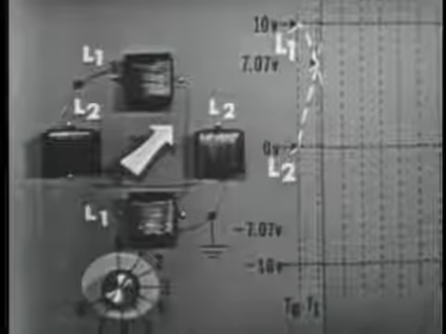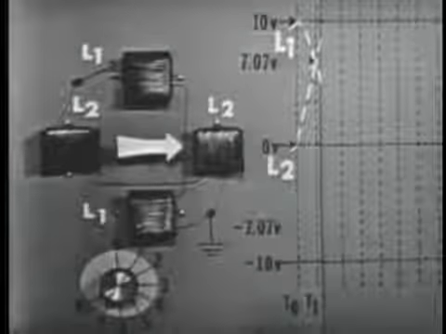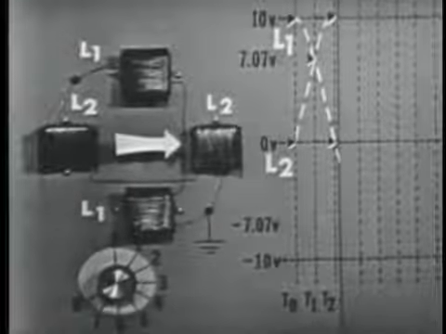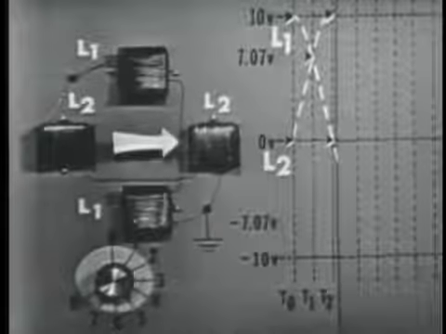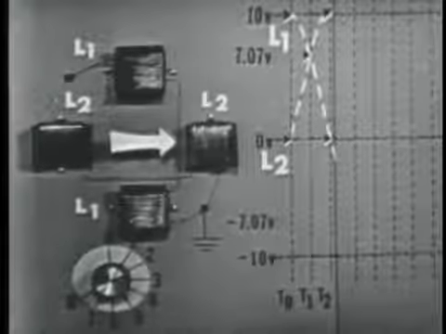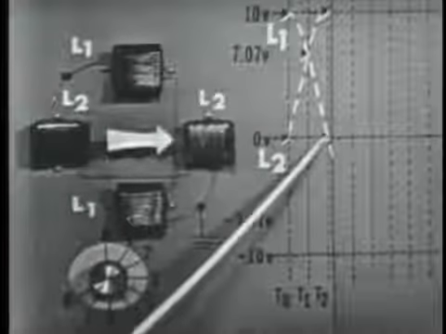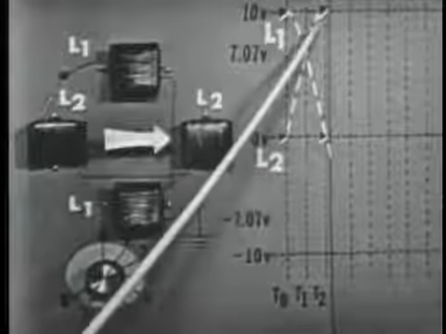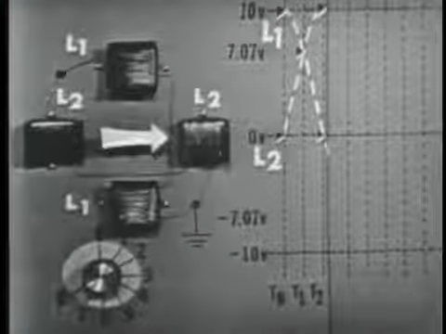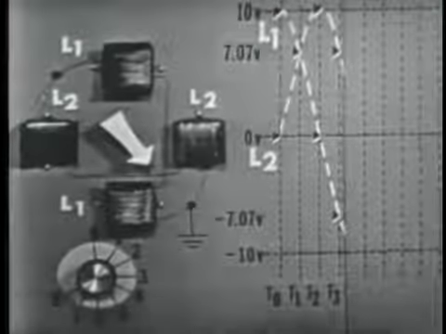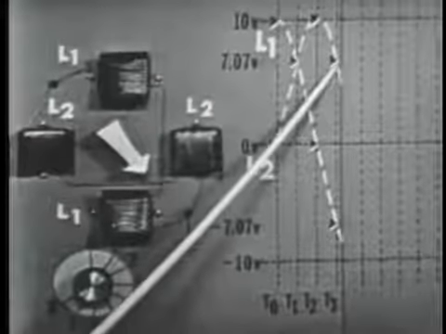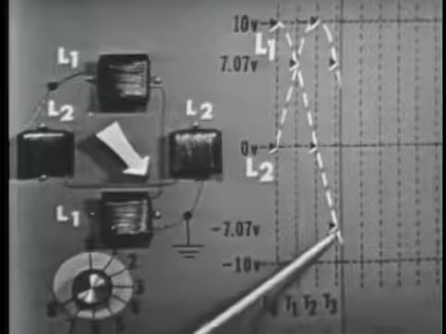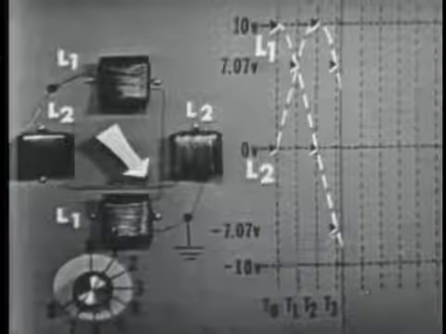All right, switch it to time 2. At time 2, the pointer shows that only L2 now has voltage applied. It's at maximum positive, 10 volts. L1 is now at 0 volts. At time 3, the pointer again indicates that both coils are energized. The graph shows L2 at positive 7.07 volts and L1 now at negative 7.07 volts.